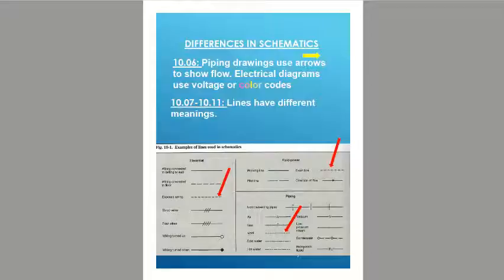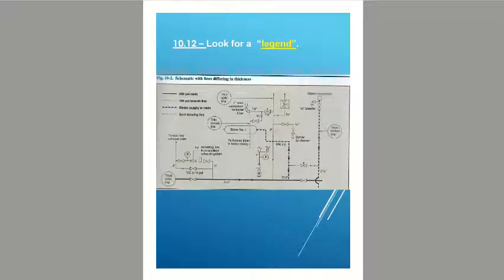10.07 to 10.11, another difference are lines. Lines have different meanings in different types of schematics. So if you look at figure 10-1 at the dashed line, in the electrical diagram it would mean an exposed wire. If we were looking at a fluid power system like a hydraulic system, the dashed line would mean a drain line. In any case, when you're working with schematics, always check your drawing for a legend, something that'll tell you what some of your lines or symbols are.